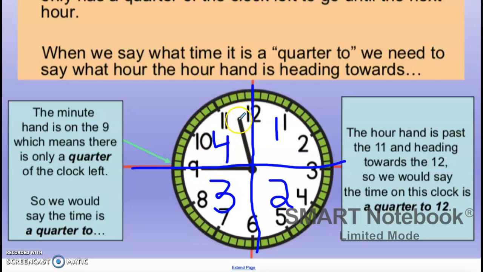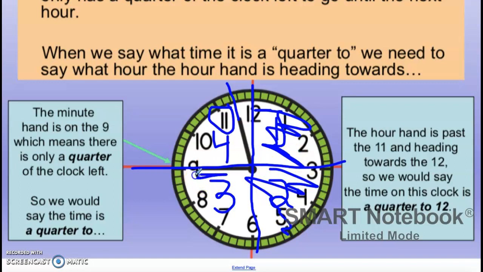Now the hour hand is between the 11 and 12, so I know it's not quite 12 o'clock, so I know it's 11. But we've already gone past this. We've already gone past this. And we've already gone past this. So for this one, you're going to be saying 1:45. Remember these words up here, okay? Because we want to know what time it is about to be. It's 1:45. It is almost 12 o'clock.